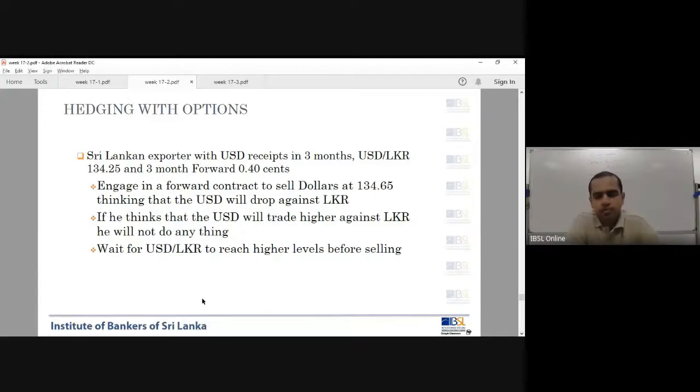Okay. So let's go through again. Sri Lankan exporter, meaning he gets dollars, dollar receipts in 3 months. The current spot rate is 134.25. 3-month forward is 40 cents. So what is this 40 cents? It is the swap point, right? If you could recall, the swap point. Swap point is 40 cents. Now, using the spot rate and the swap point, you can find the outright forward rate.